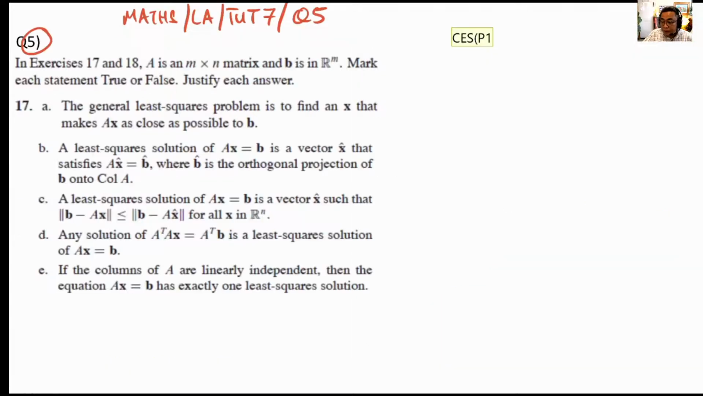Thank you. We now turn our attention to question number 5, 17c. The question asks: a least squares solution of Ax equals B is a vector x hat such that the norm of B minus Ax is less than or equal to the norm of B minus Ax hat. This is false. The reason being that the inequality sign should be the other way around.